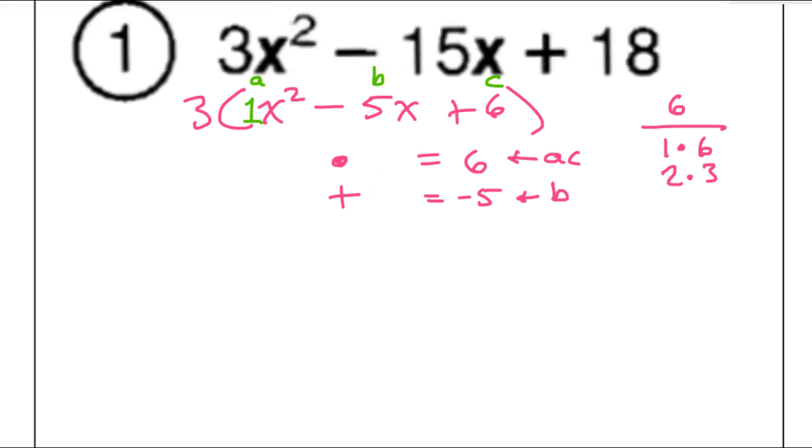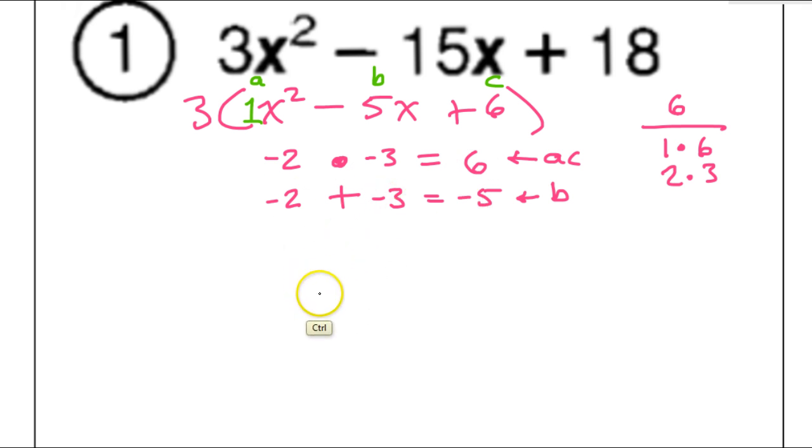So instead, I will use 2 and 3. In order to make -5, both of these would have to be negative. So -2 and also -3. That makes -5. Then in the product, it has to be the same two numbers. So -2 times -3. And guess what? That does equal +6. So these are the numbers that we will use.